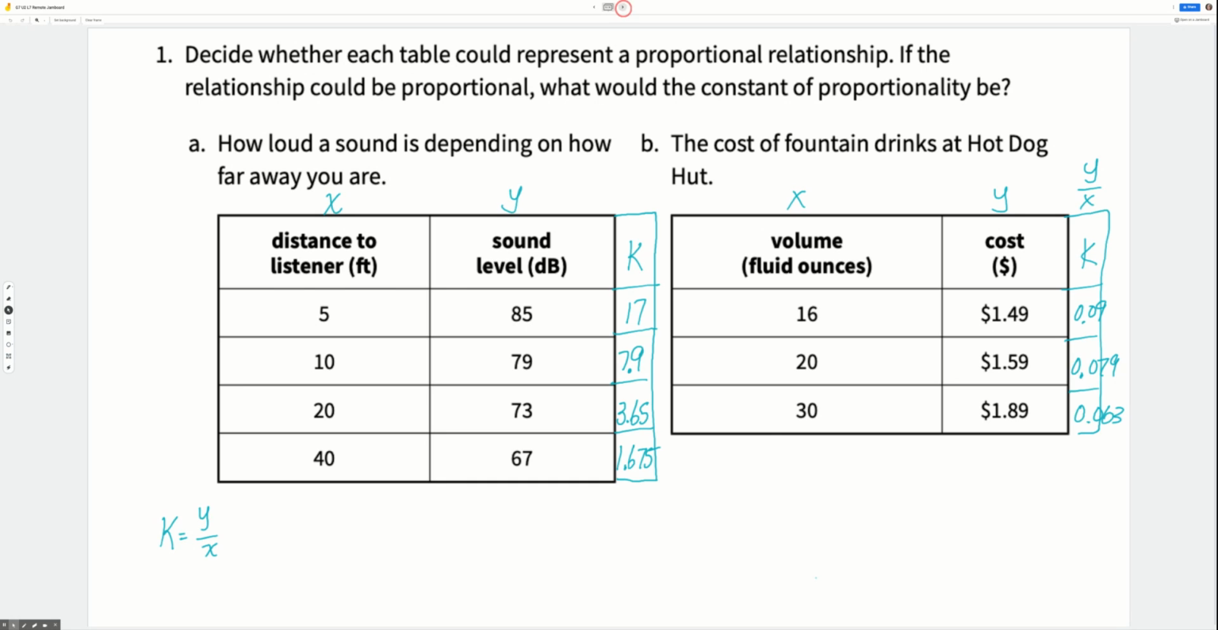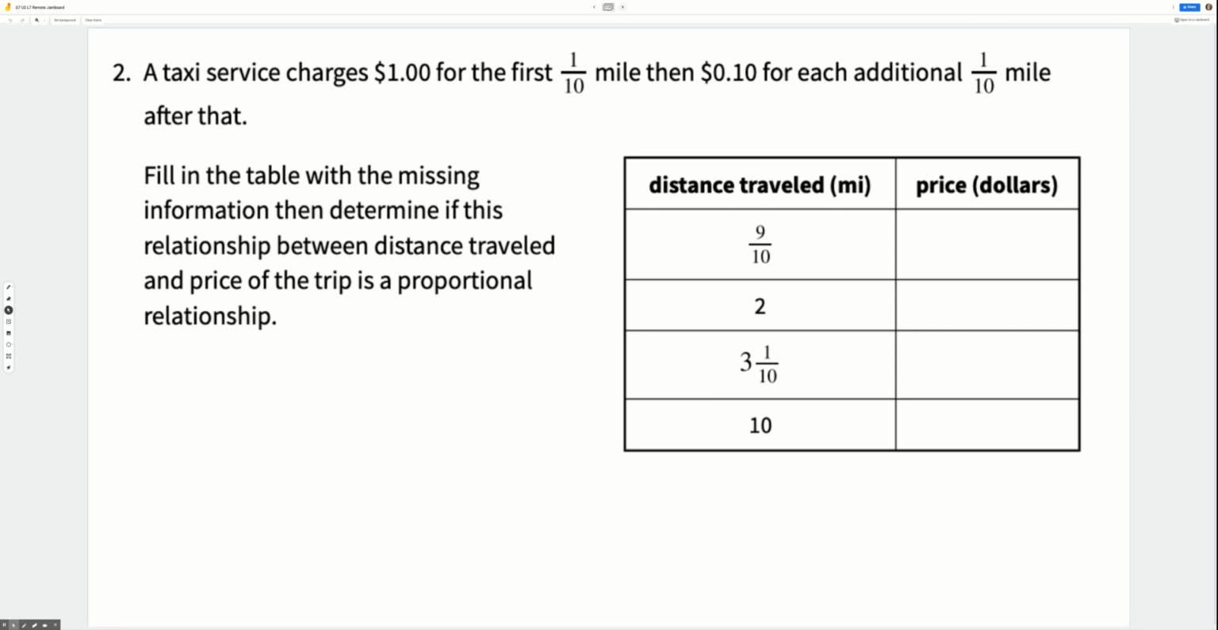Let's go on to number 2. Number 2 is a little more complex. We'll talk this through a bit more. A taxi service charges $1 for the first tenth of a mile and then 10 cents for each additional tenth of a mile after that. What they want us to do is fill in the table based on this information.